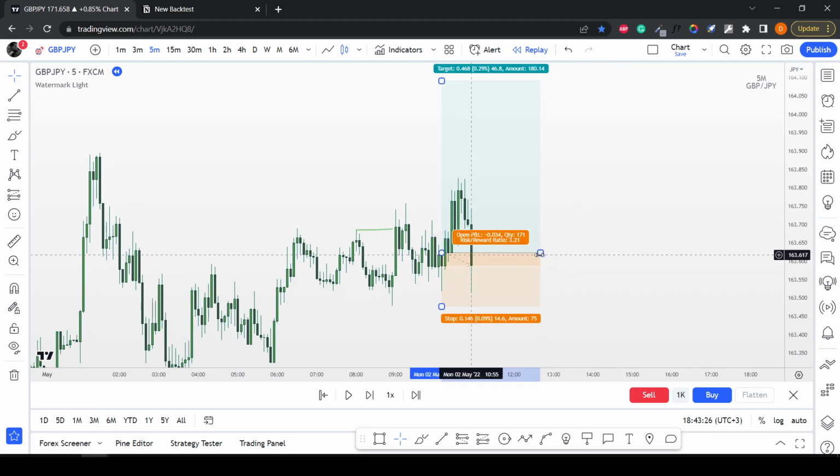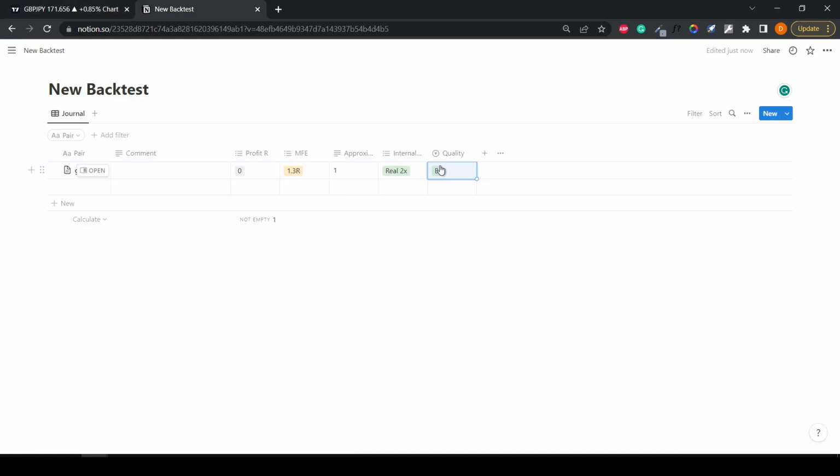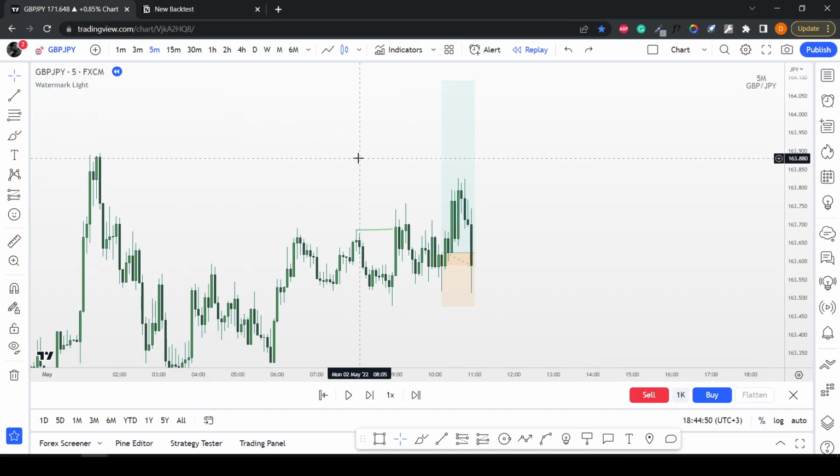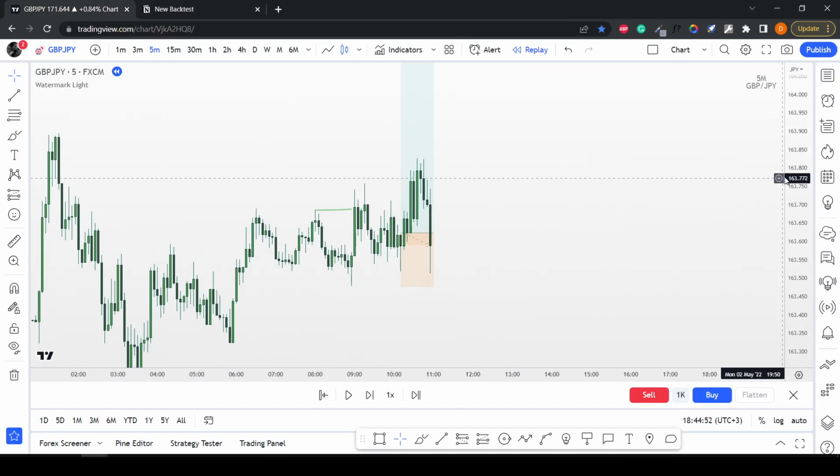Yeah, and this break-even trade, I put it in my backtest journal. This break-even MFP right now is 1.3, quality B for me. And let's continue to follow what we have here.